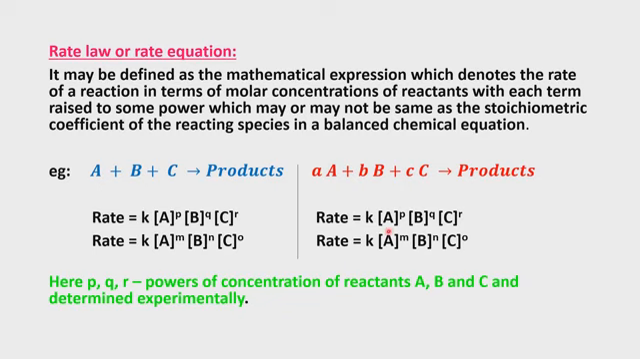Here a, b, c. I haven't mentioned a, b, c in the rate equation because these are stoichiometric coefficients. So we don't mention them in the rate equation. Here also 1 is there, 1, 1, 1, but we don't mention it here. Okay.